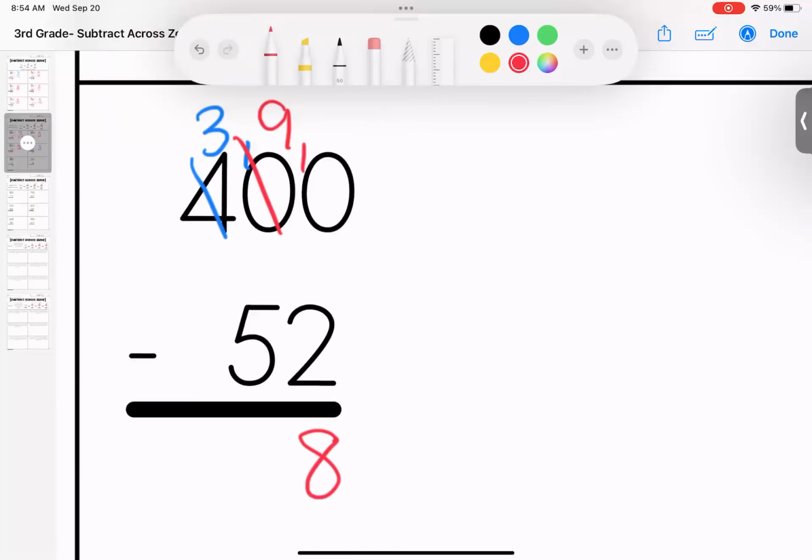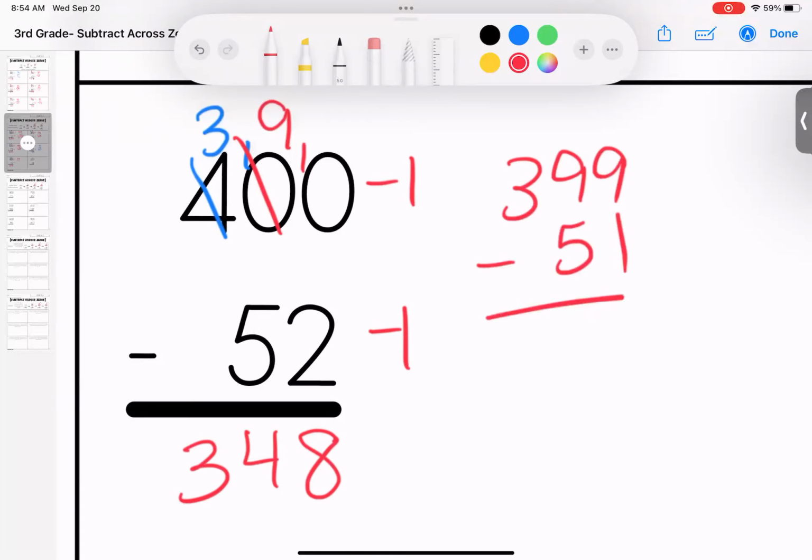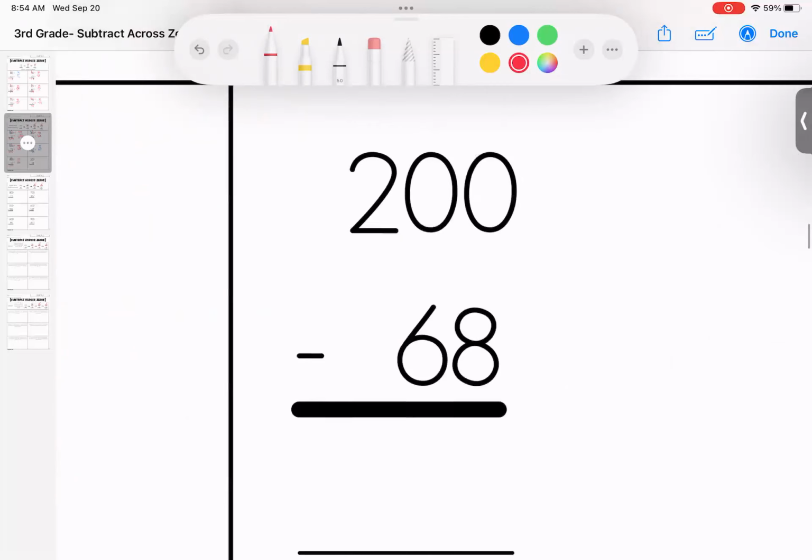10 minus 2 is 8. 9 minus 5 is 4. 3 minus nothing is 3. The alternate strategy gives us 399 minus 51, which is still 348. Last one for this page.